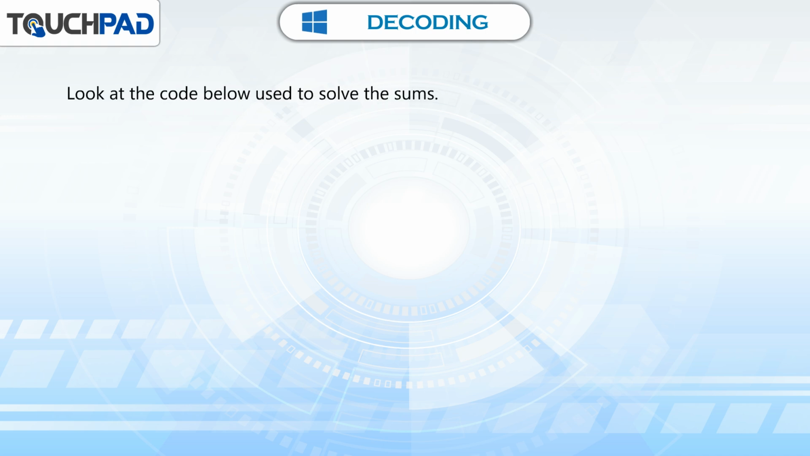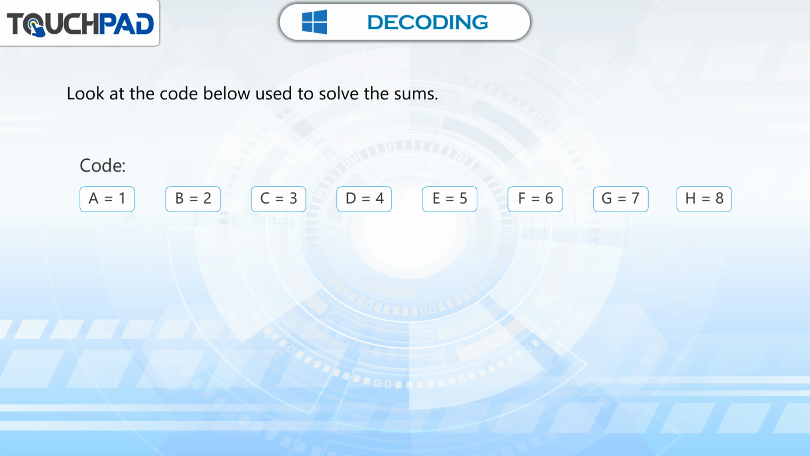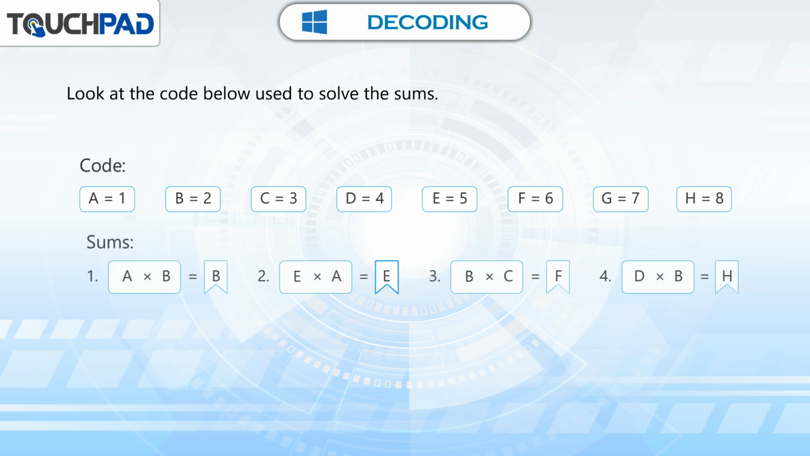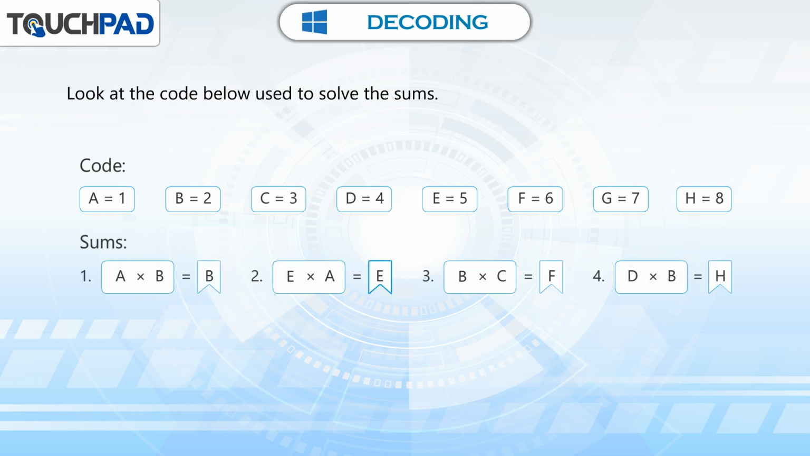Look at the code below used to solve the sums. Code: A = 1, B = 2, C = 3, D = 4, E = 5, F = 6, G = 7, H = 8. Sums: A × B = B.